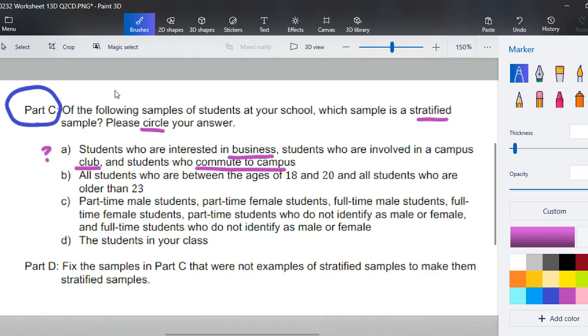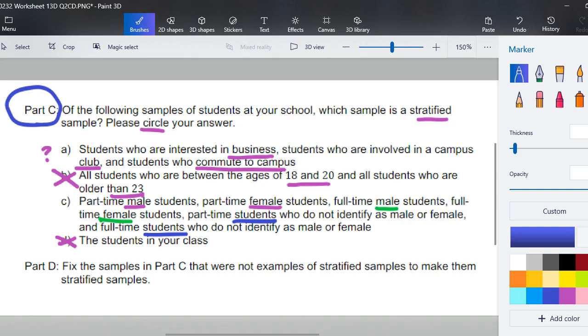So maybe. How about all the students who are between the ages of 18 and 20, and all the students who are older than 23, and we're missing some gaps of students. So this one really doesn't sound right. We're missing parts. I'm going to jump down to D because it's the students in your class, and that one's not going to work. But this one, we have part-time male, part-time female. Then we have full-time male and full-time female. Then we have part-time students who do not identify as male or female, and full-time students who do not identify as male or female.